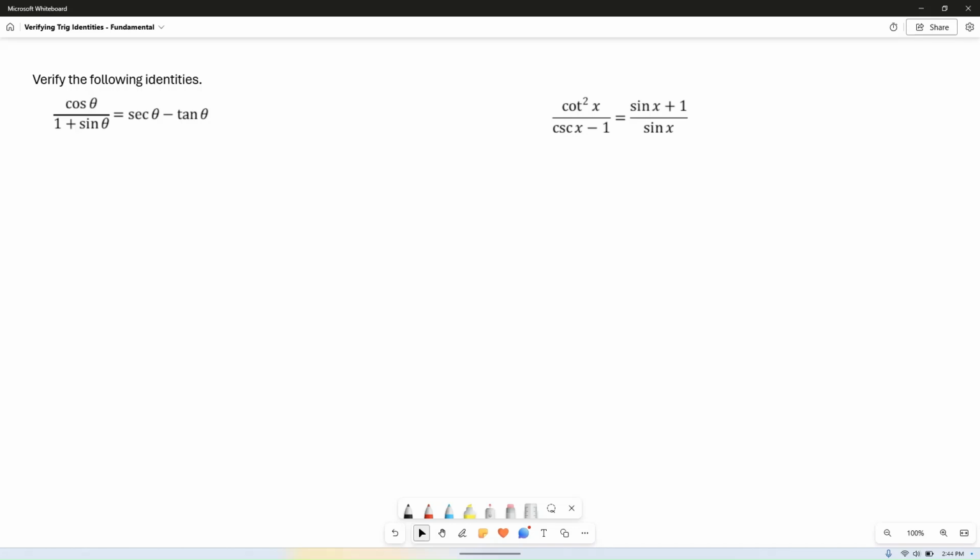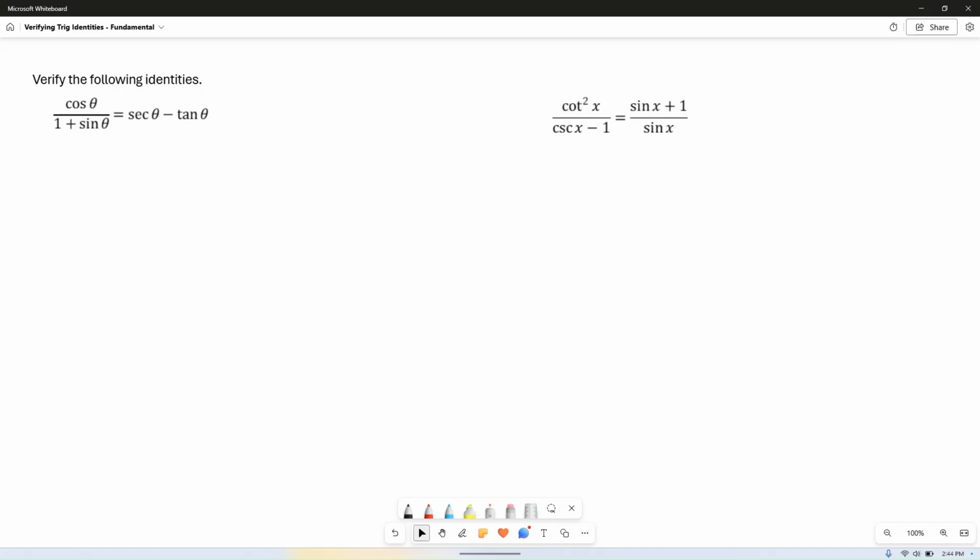Right now, it doesn't really look like there's any algebra I can do. I have a 1 plus a sine. Those are not like terms. I have a cosine over a 1 plus sine. I can't really divide that out. And then I have a secant minus a tangent, which, again, those are not like terms. I can't add them.